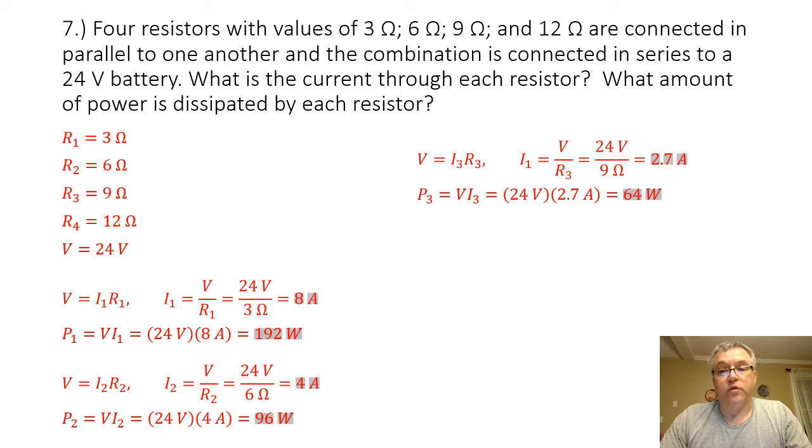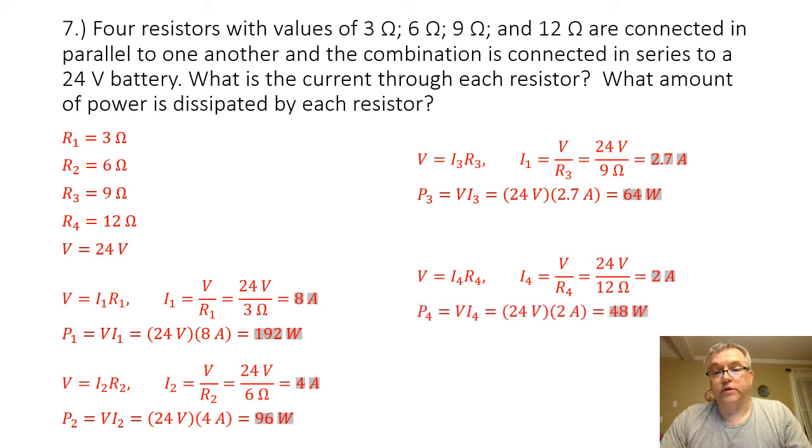And finally, for resistor 4, the current through that resistor is going to be 24 volts divided by 12 ohms. That will give me a current of 2 amps through resistor 4. The power dissipated by resistor 4 is going to be equal to the voltage times the current of that resistor. So 24 volts times 2 amps is going to give me a power rating of 48 watts.